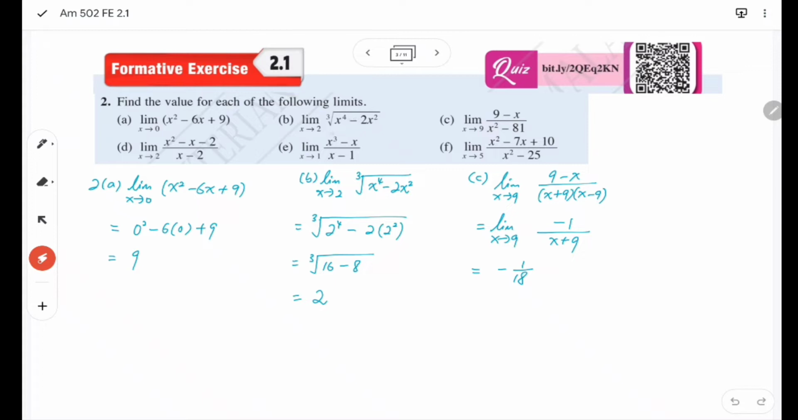B. The limit of cube root of x to the power of 4 minus 2x to the power of 2, when x tends to 2. We can do substitution when x changes to 2. So we get 2 to the power of 4 minus 2 times 2 squared, and cube root the answer. So we get cube root of 16 minus 8, so we get cube root of 8, which is 2.